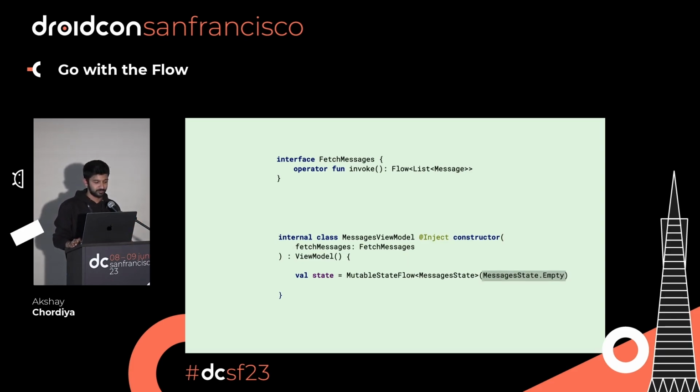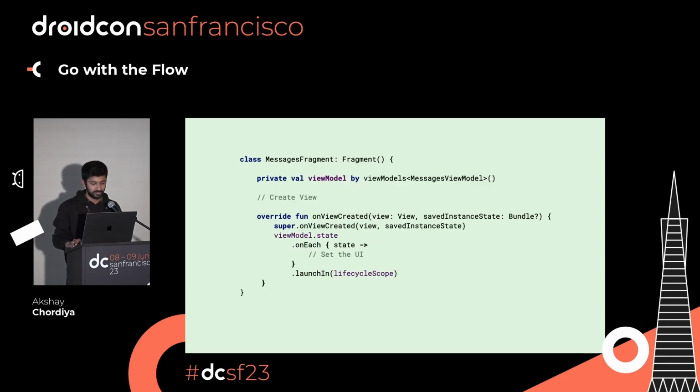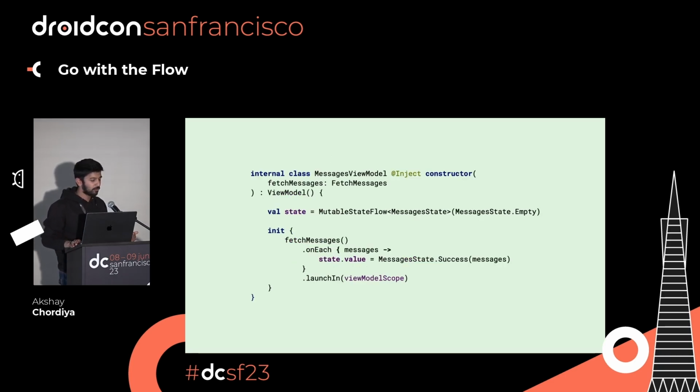Whichever is your use case. So now you just listen to these emissions from your use case and map them to the state. You can set the value to the state using state.value, and this will essentially tell the state flow to emit it to all its collectors. So your UI controller will keep on looking the same. The difference being that as soon as we launch the flow, the UI will immediately get the initial value and then the state.